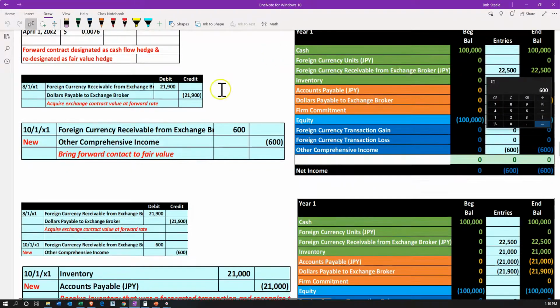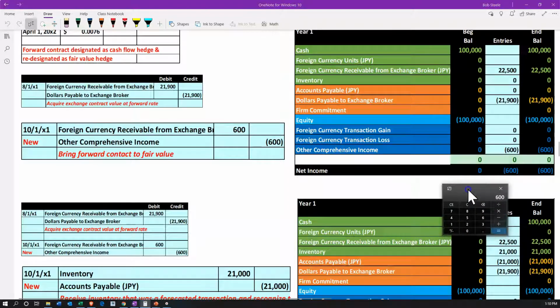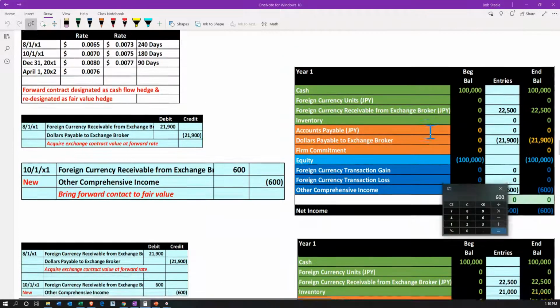The receivable down here is going to be a debit of the $600. The other side is not going to go to gain as it did in the past. This is the thing that's going to be different. We're going to put it into other comprehensive income, recording it in a separate section. So now the foreign currency receivable is at the 22.5 once that is recorded, and we have other comprehensive income on the gain at the 600 rather than going into the gain account.